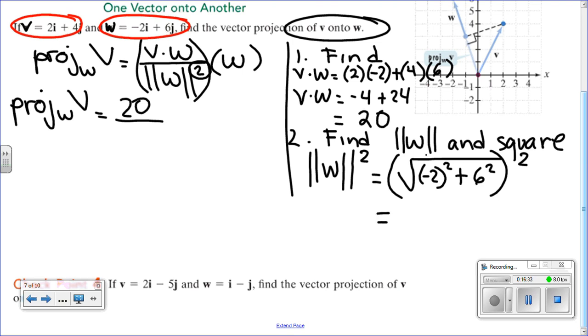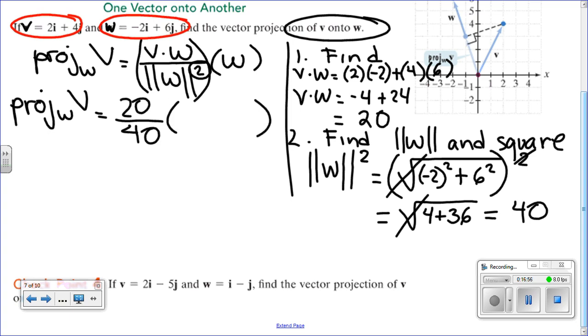We already established the square root and the square are going to cancel. So 4 plus 36, 40. My students were thinking about simplifying it, but I told them, if you square a square root, the square root is canceled, so there's no point. So it's just 40. Now, you need to write vector W in terms of i and j: negative 2i plus 6j. 20 over 40 is just 1/2.